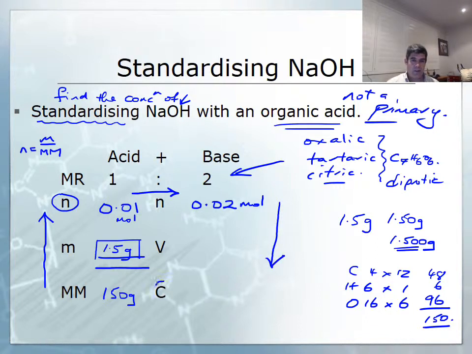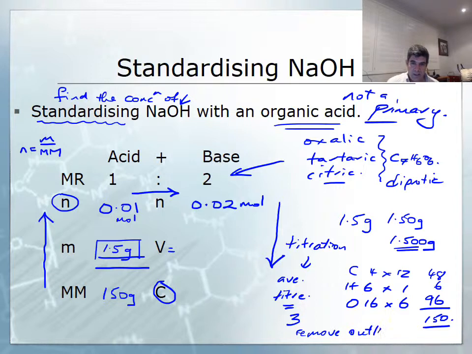But in order to calculate the concentration, we need one more value. We need our volume. The volume comes from the titration. So this is going to be our average titer. So the average value of all the titrations you run. So usually this is going to involve at least 3 values, and you will remove outliers. You don't want any values there that have been part of your bucket run or are within probably more than about 0.2 of a mil of each other.